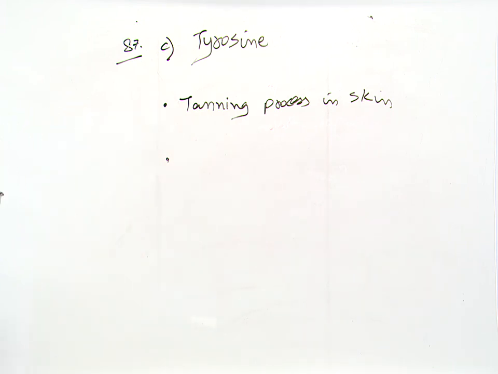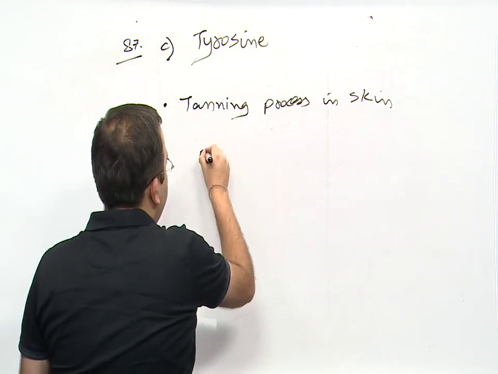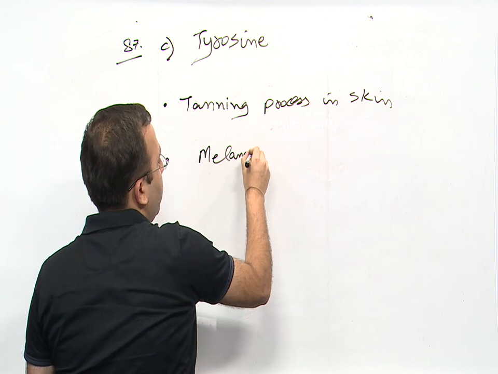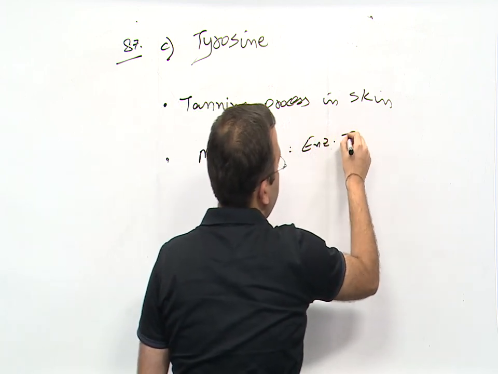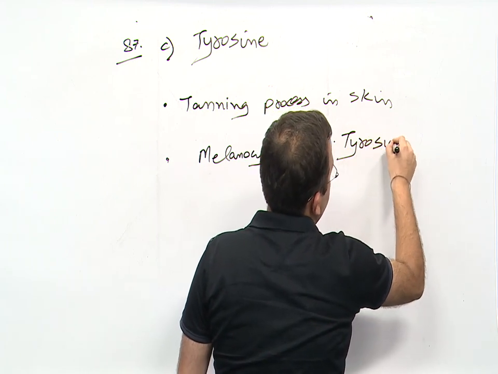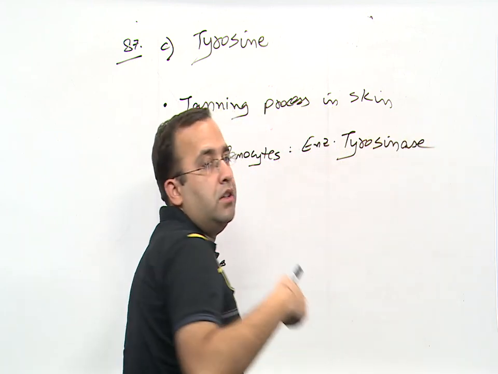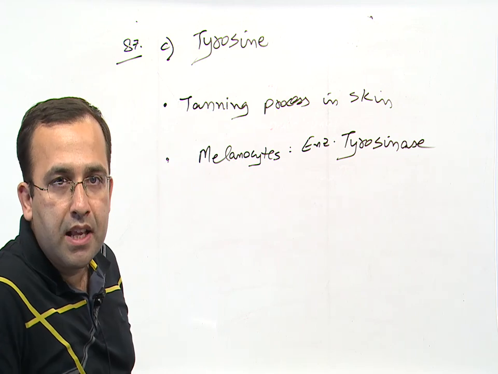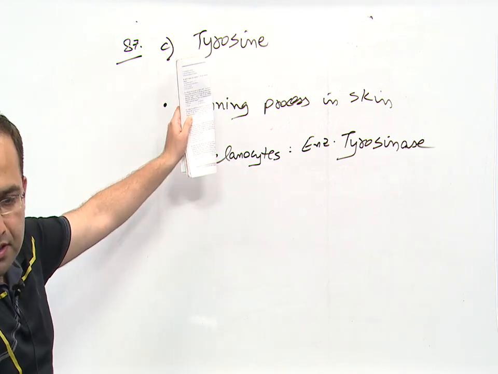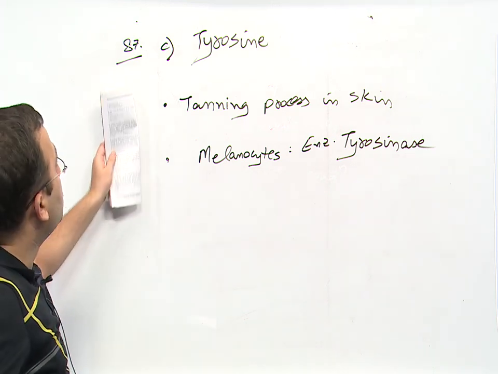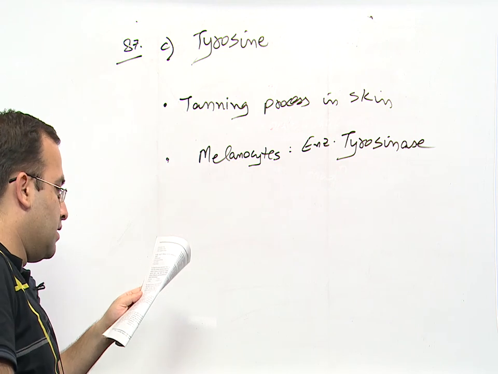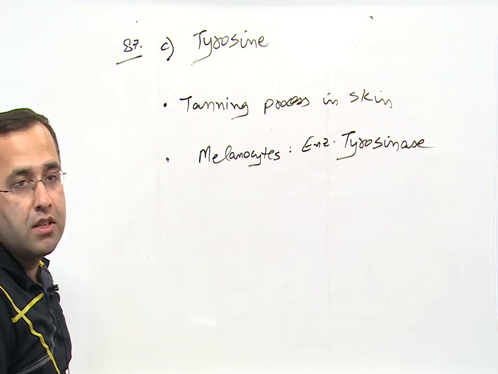So melanocytes have the enzyme tyrosinase. This tyrosinase enzyme converts tyrosine to melanin in the melanin production pathway. So the stuff that is responsible for tanning is tyrosine.